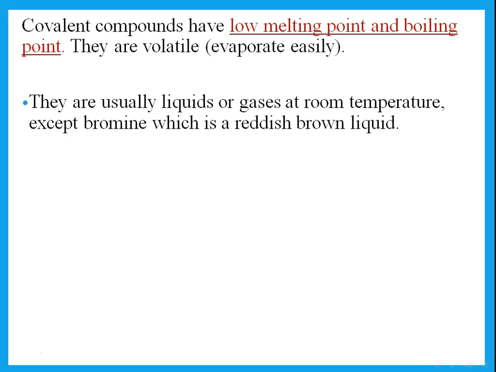Okay, covalent compounds have low melting points and boiling points, so they are regarded as volatile. Remember that the word volatile means evaporates easily. So remember, ionic compounds have much higher melting points and boiling points than covalent compounds. Covalent compounds are usually liquids or gases at room temperature, except bromine, which is a reddish brown liquid.